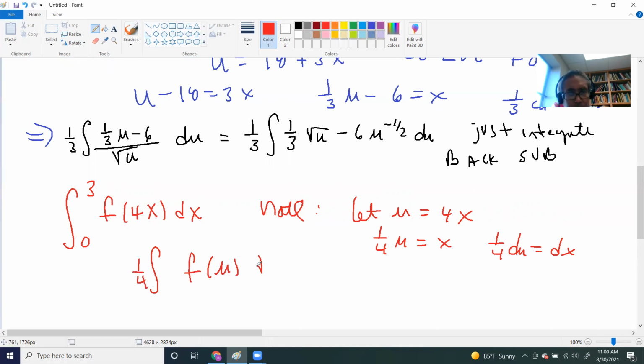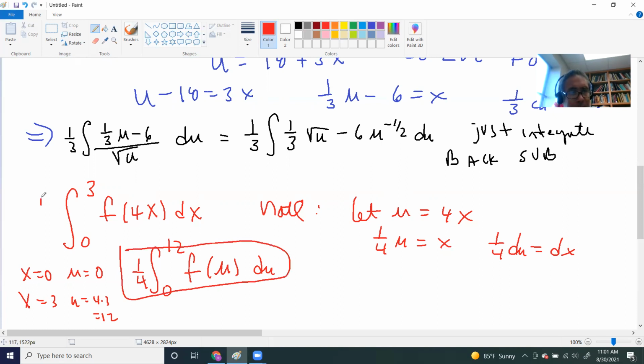But then we have to change our limits. The lower limit here is x is 0, so u would be 4 times 0, and x is 3, so u is 4 times 3. So this integral is equal to this integral right here. And then I believe the WebAssign tells you what this integral is, and then you can just go ahead and solve it. So I think these hints ought to really help.